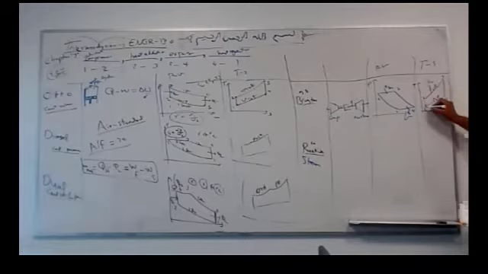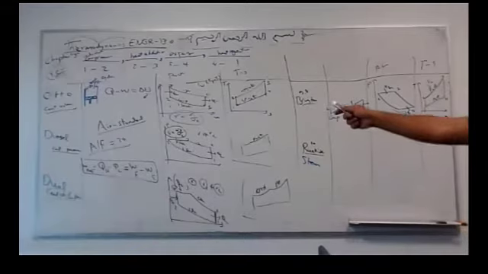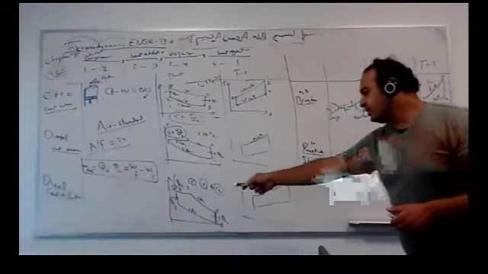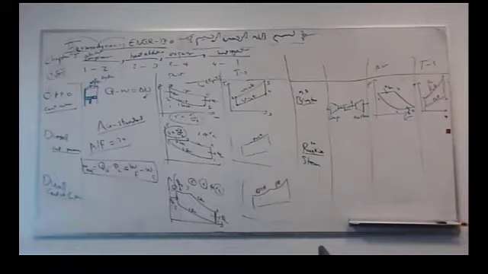So what happened? You need to compress, burn, expand, reject. Compress, burn. Always burning here at constant something. For engines like this, constant pressure, constant volume, constant pressure, constant volume, and constant pressure.